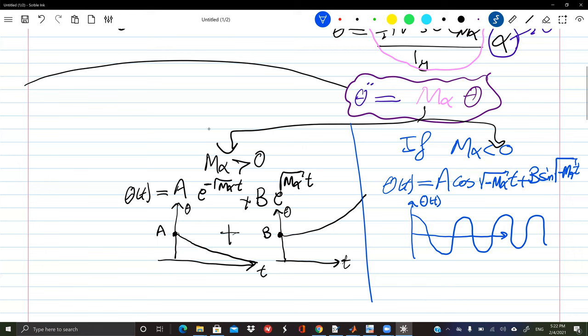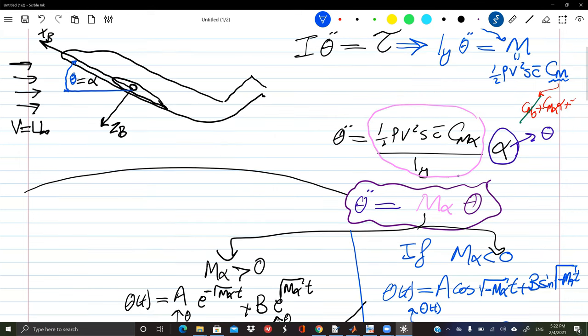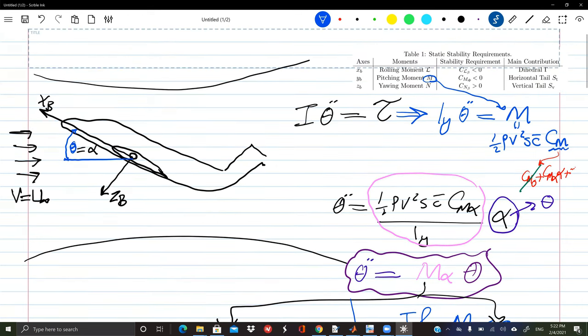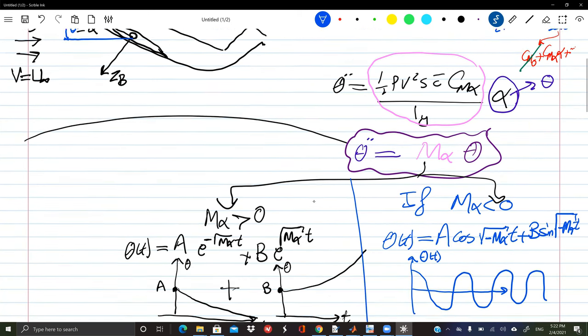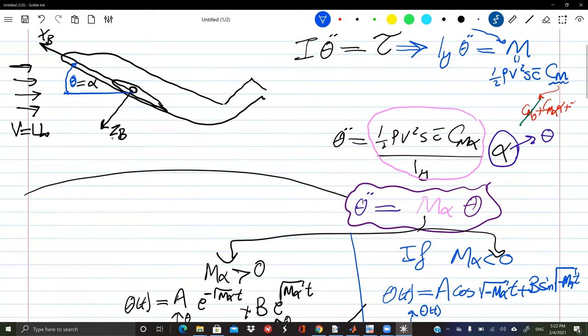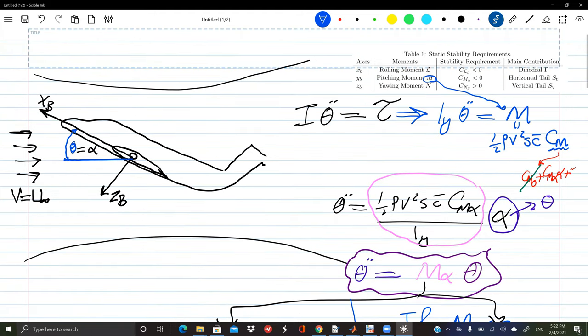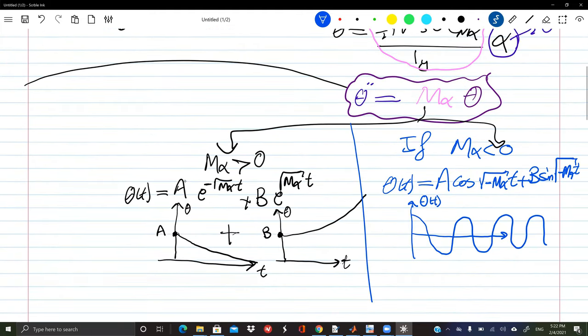Any question? So now we recovered the notion that we already know, that CM alpha must be negative for stability. We recovered it from this mathematical analysis. We wrote down the equation of motion for this single degree of freedom and analyzed its solution. Any question? All right, so that's good. So we recovered this. We already knew this.